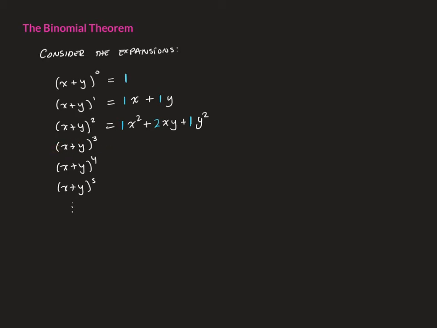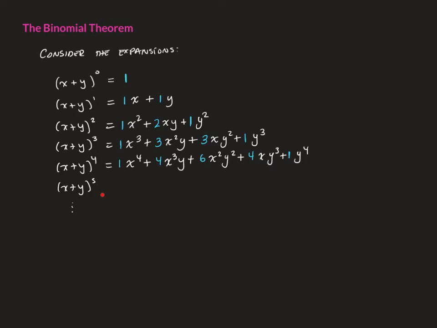This expansion is also familiar to us from the time of factorization. The expansion would be x^3 + 3x^2y + 3xy^2 + y^3. And if we continue expanding the polynomials, (x + y)^4, (x + y)^5, and so on, we will get these expansions.